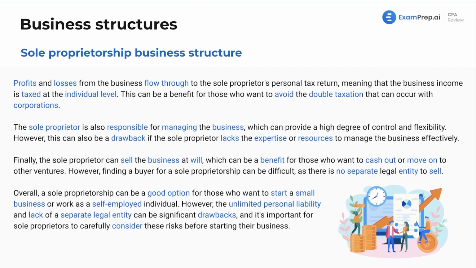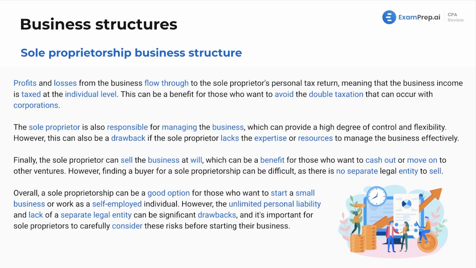So someone who wants to buy your business and get into the business, if I'm done dealing with the CPA business and I want to pass on my business to someone else and sell it to them, it may be more difficult because there's no specific legal entity to just sign away. I am going to have to kind of transfer my business over to this other person, dealing with logistics there, that can be difficult. Now, overall, this sole proprietorship, it's a good option for those who want to start a small business or work as a self-employed individual.